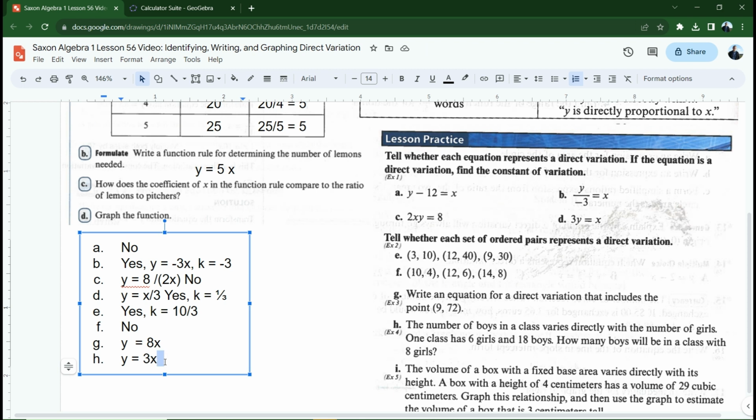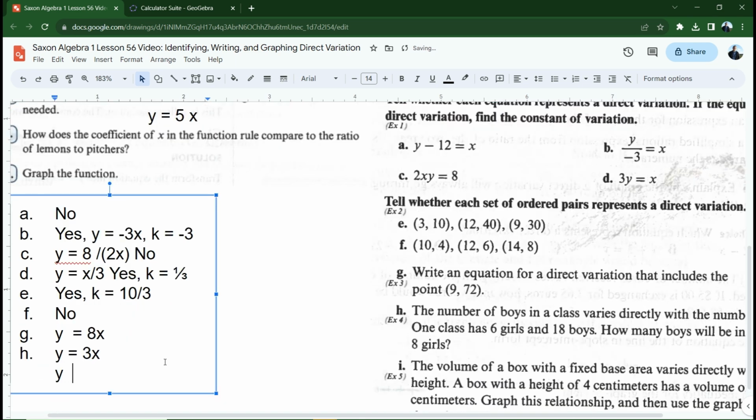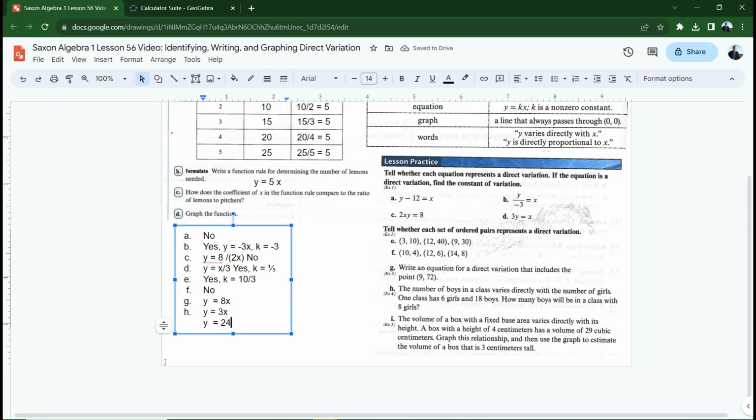How many boys will be in a class with 8 girls? Well, I'm going to plug in 8 for x. That's y equals 3 times 8 is 24. There we go. Zoom out a little bit there. Y equals 24. All right, letter I.